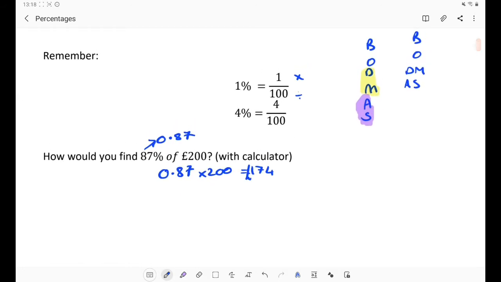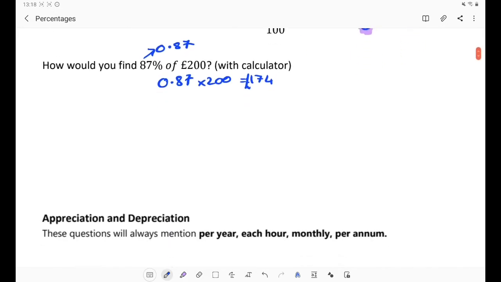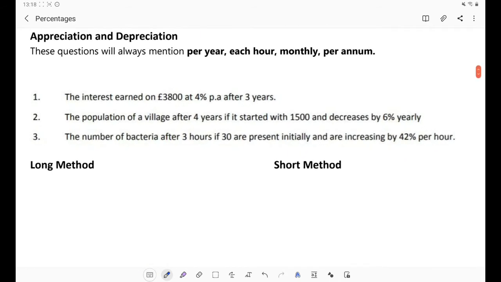This skill, although it's not a Nat 5 skill, it's really deeply embedded in one of our Nat 5 questions, and that is our appreciation and depreciation questions. I've written here because it's so important that you're able to recognise the difference between your percentages, that these questions will always mention per year, each hour, monthly, per annum, per week, weekly, minutes, per minute, per second. There is always something that implies this change happens more than once.